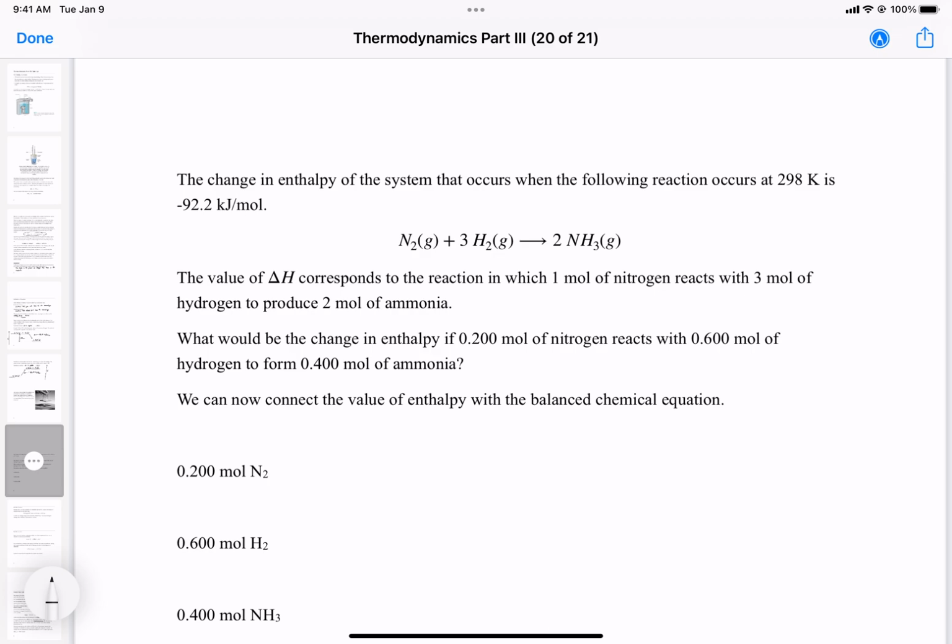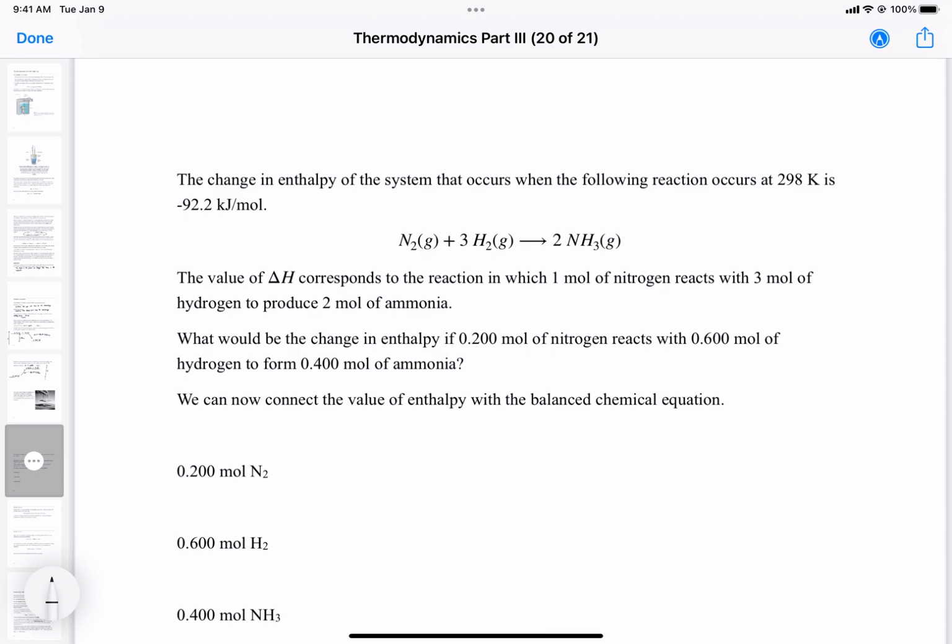So this value of delta H corresponds to this reaction above, where 1 mole of nitrogen gas reacts with 3 moles of hydrogen to produce 2 moles of ammonia. If you don't use that much nitrogen or hydrogen, you're not going to get all that energy. Usually we don't work on such scales. Sometimes we use 2 moles, 3 moles, or twice the amount of moles of nitrogen, or 10 times the amount, or 10 times less.